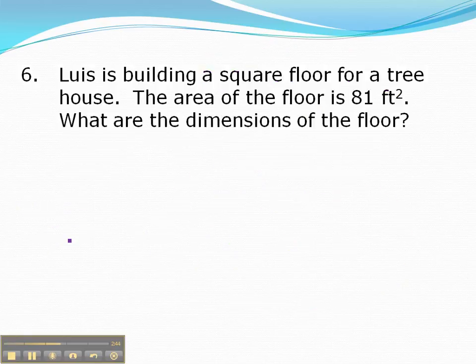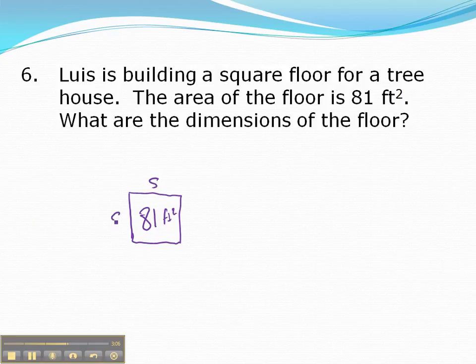Number 6, Luis is building a square floor for a treehouse. Anytime you're doing a word problem and they refer to a square floor, a rectangular garden, a triangular pizza slice, anything like that, draw the shape. So square floor. The area of the floor is 81 feet squared. Remember, we're showing area on the inside like this. What are the dimensions of the floor?